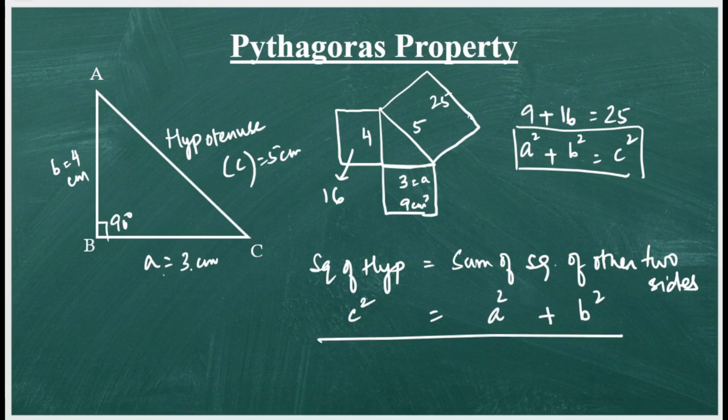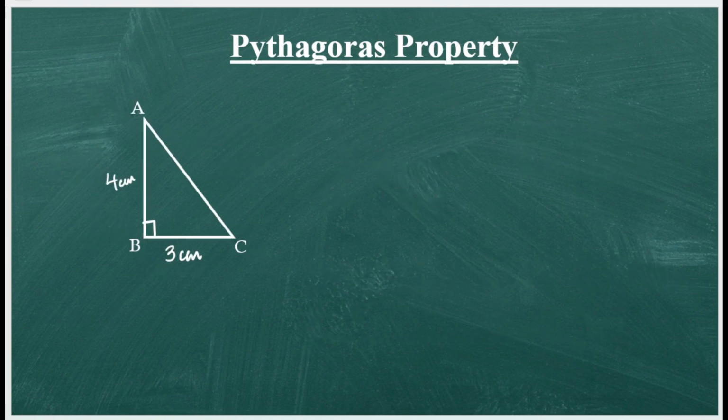Rather than writing this complete sentence, if I'm denoting the hypotenuse by c and the other two sides by a and b, we can write the Pythagoras property straight away as c square is equal to a square plus b square. Let's do some questions on this Pythagoras property.